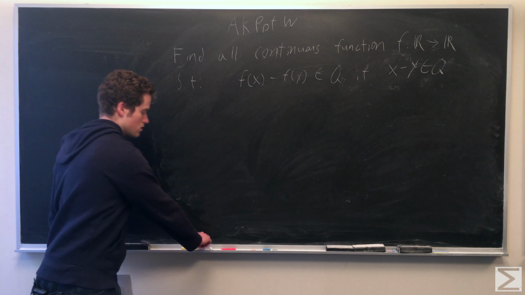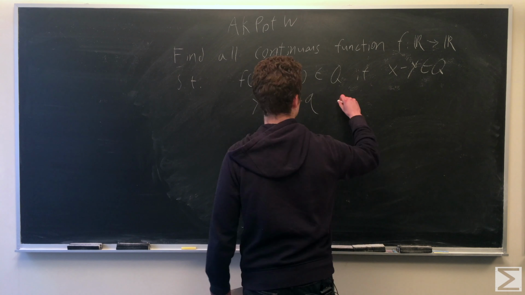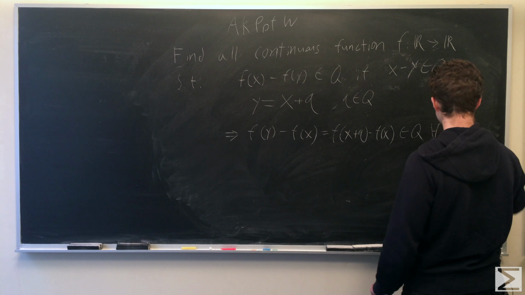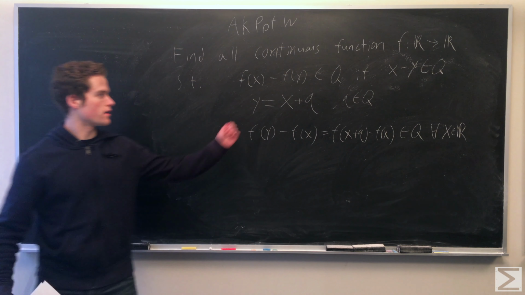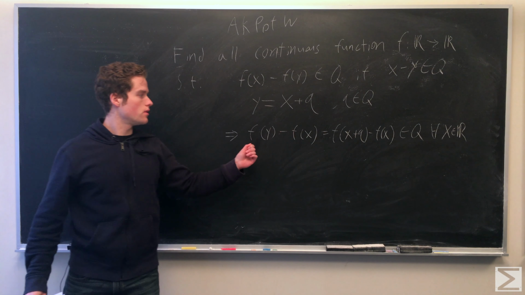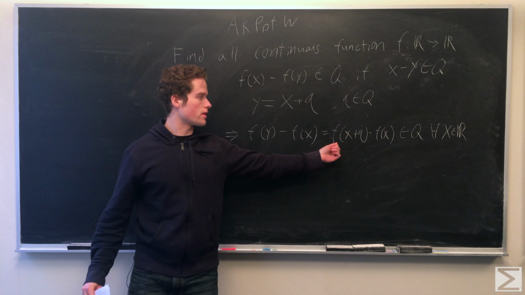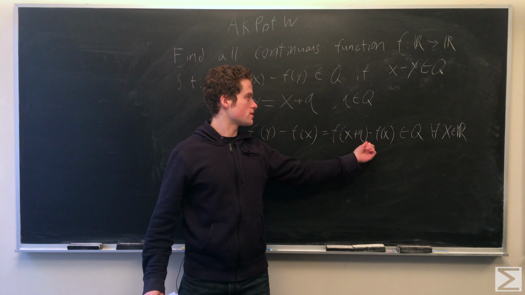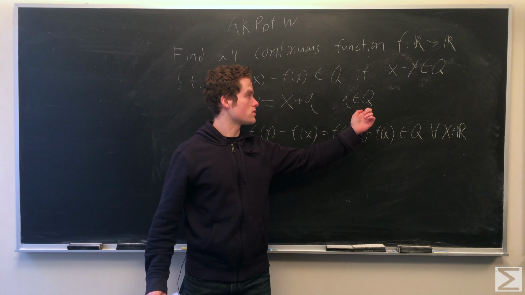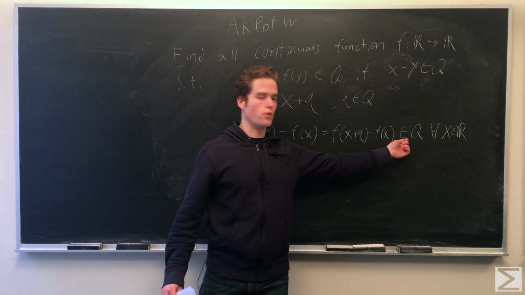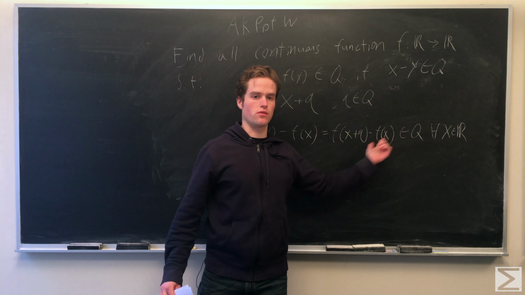So first, writing y equals x plus q, where x is any real number and q is some rational, we have f of y minus f of x equals f of x plus q minus f of x. And because x plus q minus x is always a rational number for any x, this is a function of x that is always a rational number for any x.